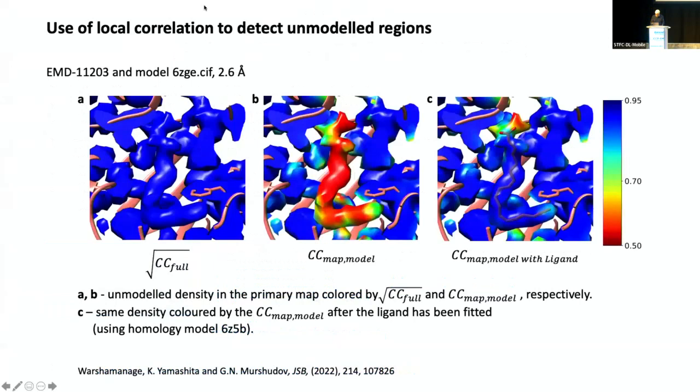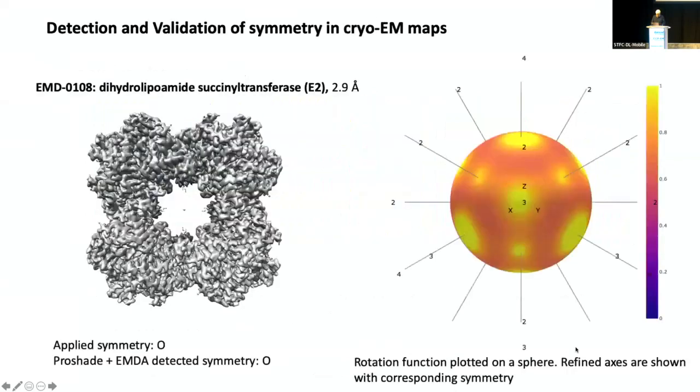And this is one of their use cases: a map which had an unmodeled region right here, and you can see that's right here. And by using this correlation between their map and the model, you can see how that stands out, and then how that same score will disappear when that region is modeled in. So that's a general utility. And as far as this particular map, I think we're going to hear some of the biology behind that from one of our speakers tomorrow.